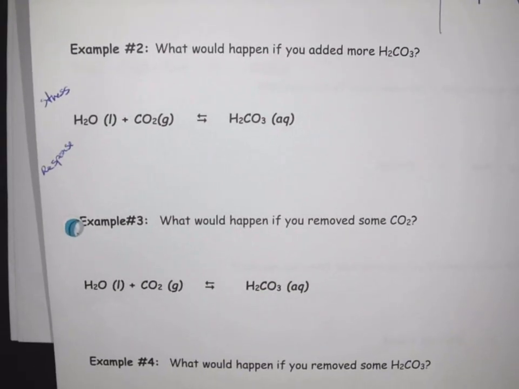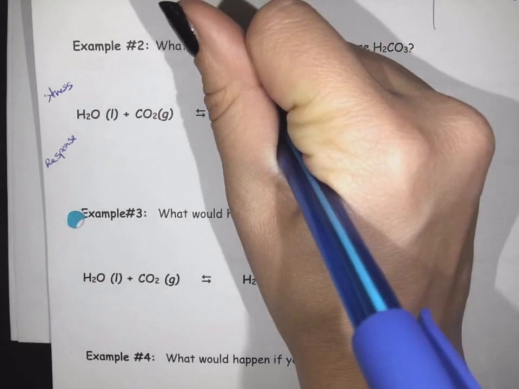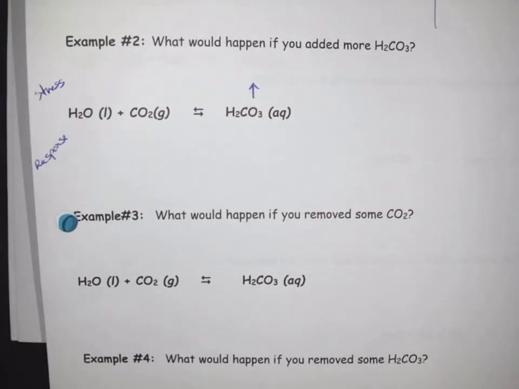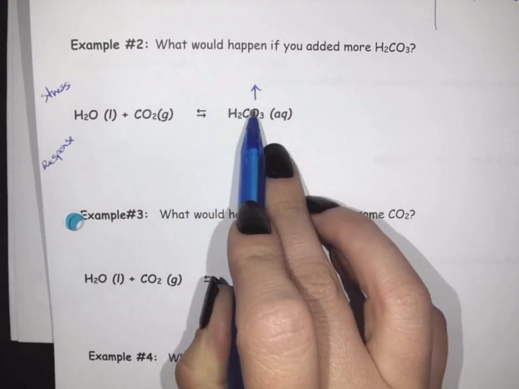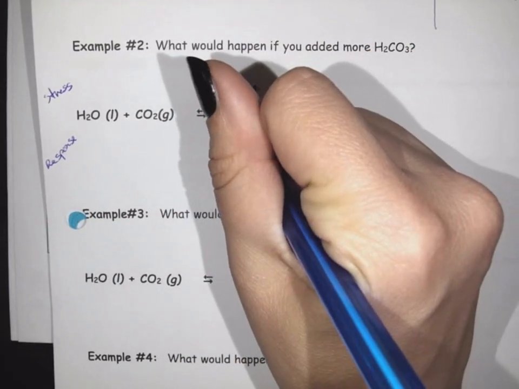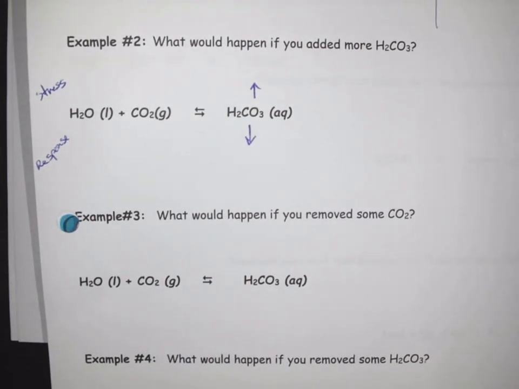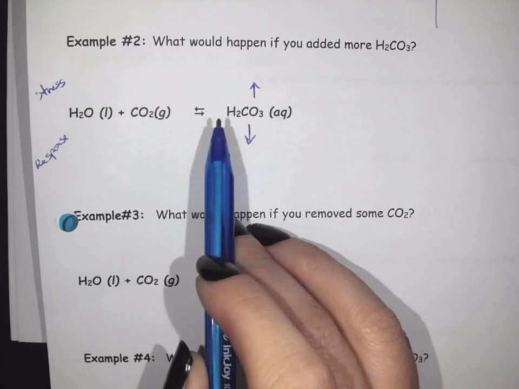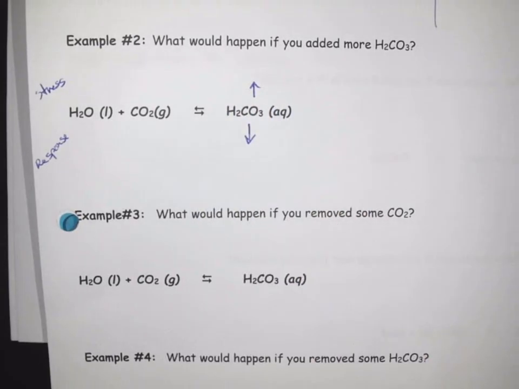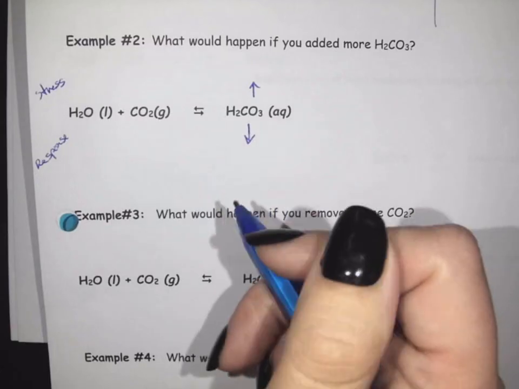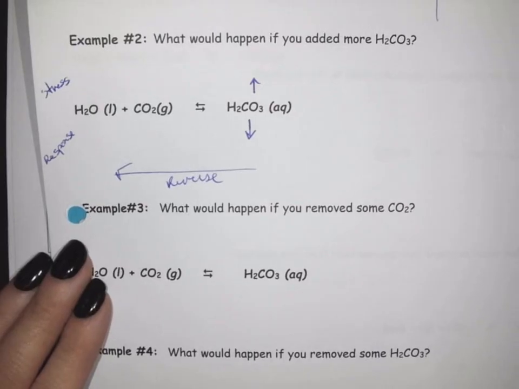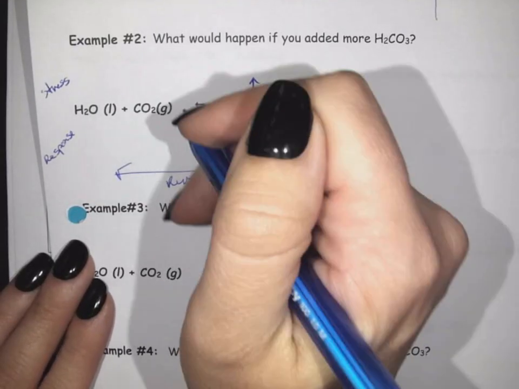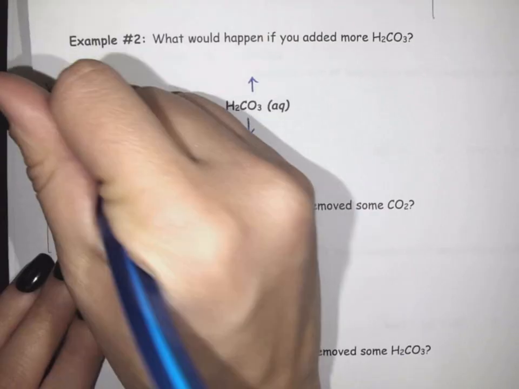So the stress that's happening is we are adding H2CO3. Now, just a reminder, a reaction responds by doing the exact opposite from whatever the stress was. So if the stress was adding H2CO3, well, the reaction's going to respond by trying to decrease H2CO3. Now, H2CO3 is on the product side. So the only way a reaction's going to decrease a product is by favoring that reverse reaction. That's where products go down and reactants go up.